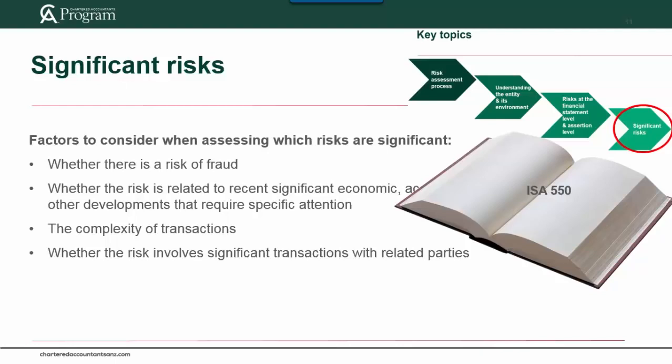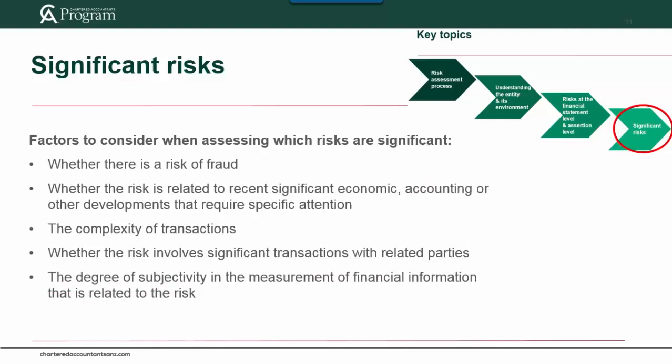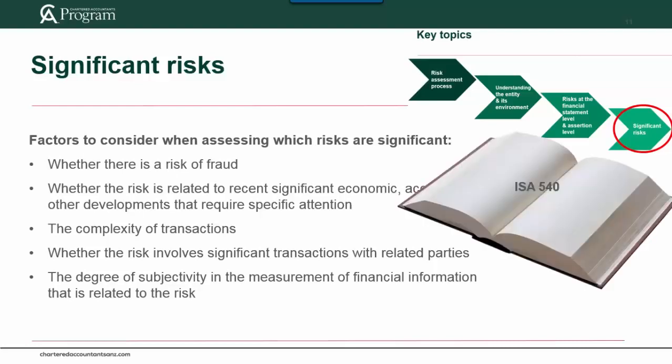Another factor to consider when assessing which risks are significant is the degree of subjectivity in the measurement of financial information that is related to the risk. This would also include risks relating to accounting estimates, which need to be considered as part of the risk assessment process in accordance with ISA 540, which is covered in more detail in this unit.